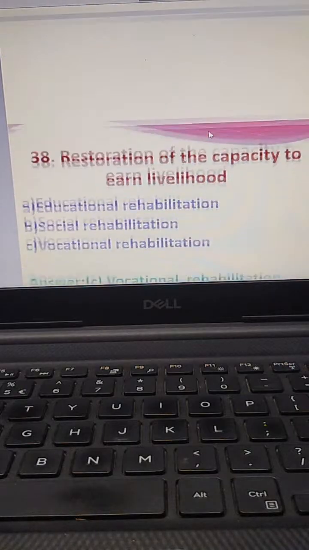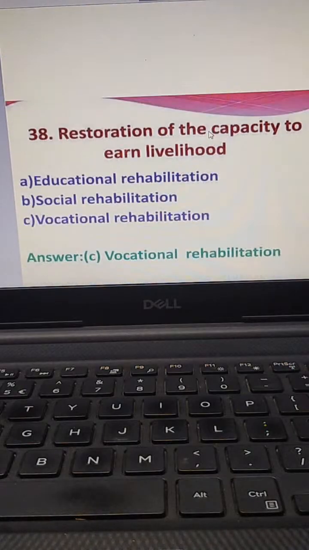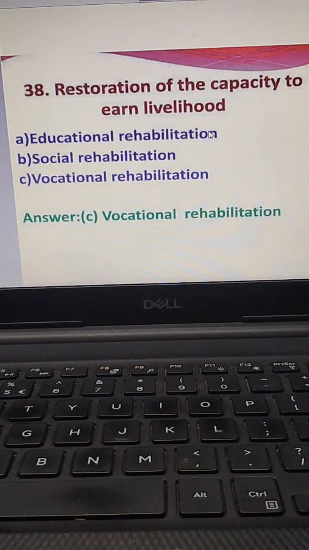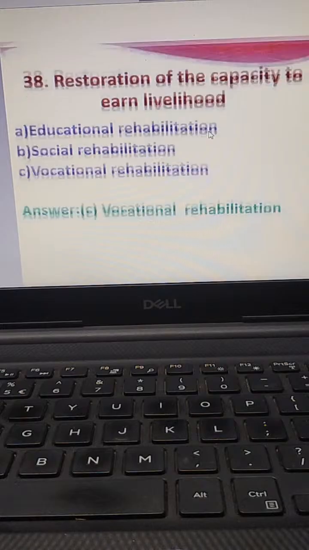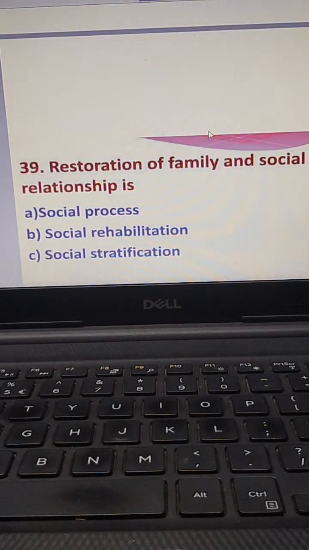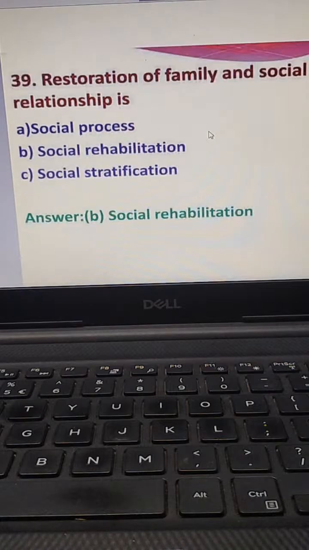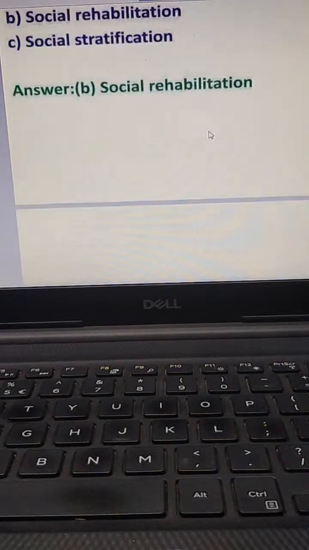The next question. Restoration of the capacity to earn livelihood: educational rehabilitation, social rehabilitation, vocational rehabilitation. The answer is vocational rehabilitation. The next question. Restoration of family and social relationship is social process, social rehabilitation, social satisfaction. The answer is social rehabilitation.